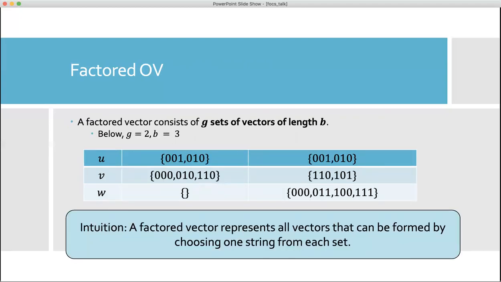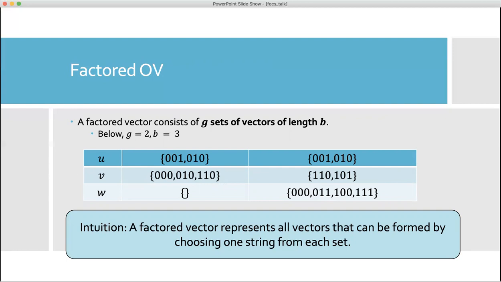Now, in factored OV, vectors are factored. So a factored vector consists of G sets of vectors of length B. And in this example, G is 2 and B is 3. So each factored vector consists of 2 sets of vectors of length 3.